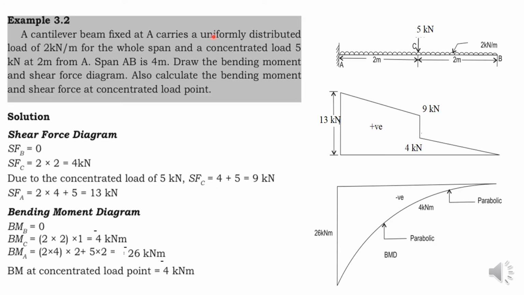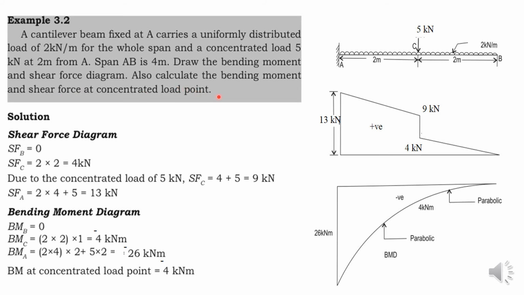Now the next problem. A cantilever beam fixed at A carries a uniformly distributed load of intensity 2 kilonewton per meter for the whole span and a concentrated load of 5 kilonewton at 2 meter from A. The span AB is 4 meter. Draw the bending moment diagram and shear force diagram. Also calculate the bending moment and shear force at the concentrated load point.